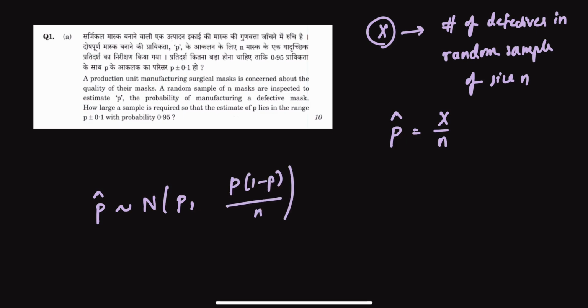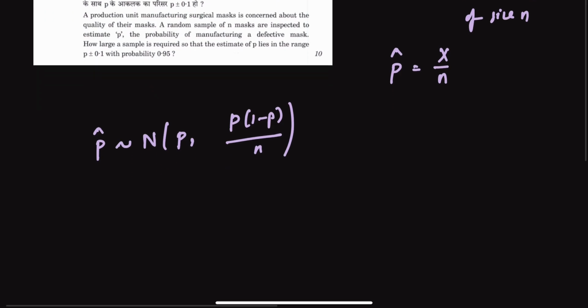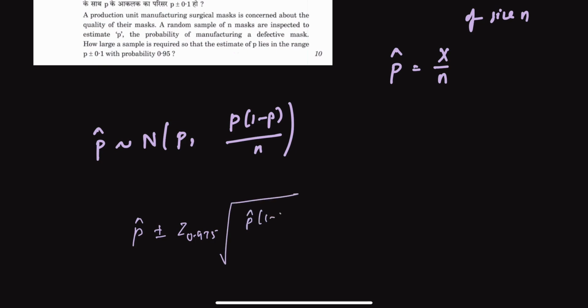Because X will have mean as nP and variance as nP into (1 minus P), so X by n will have mean P and variance P into (1 minus P) by n. So a two-sided Wald confidence interval would be P hat plus or minus Z 0.975 times square root of P hat into (1 minus P hat) by n.